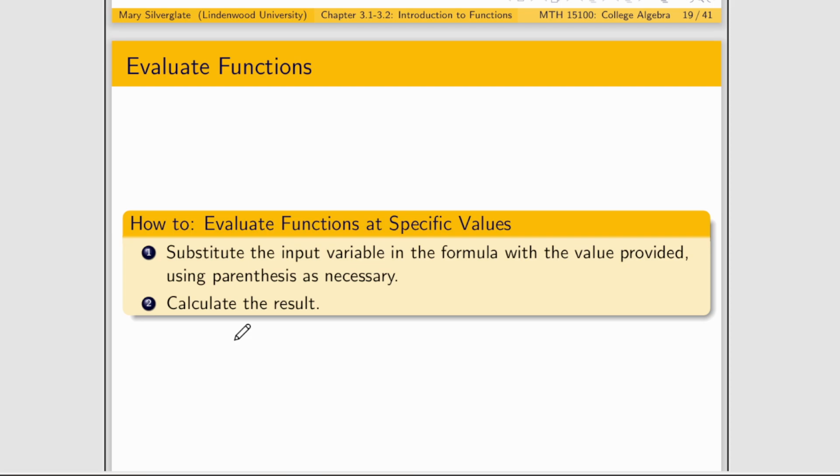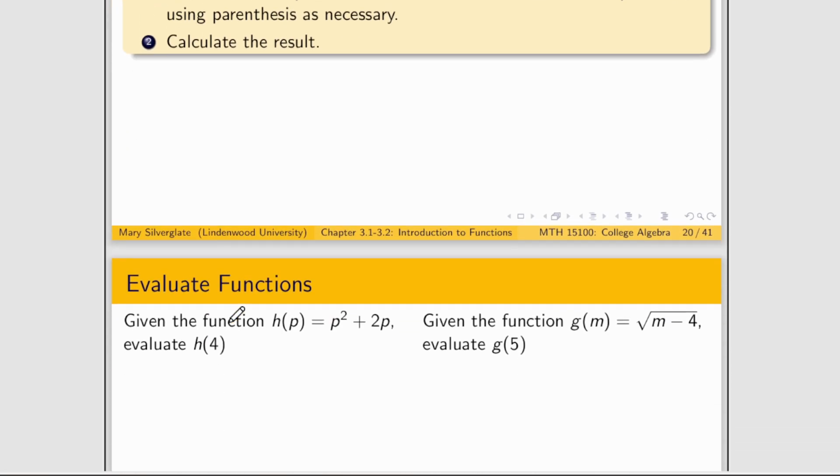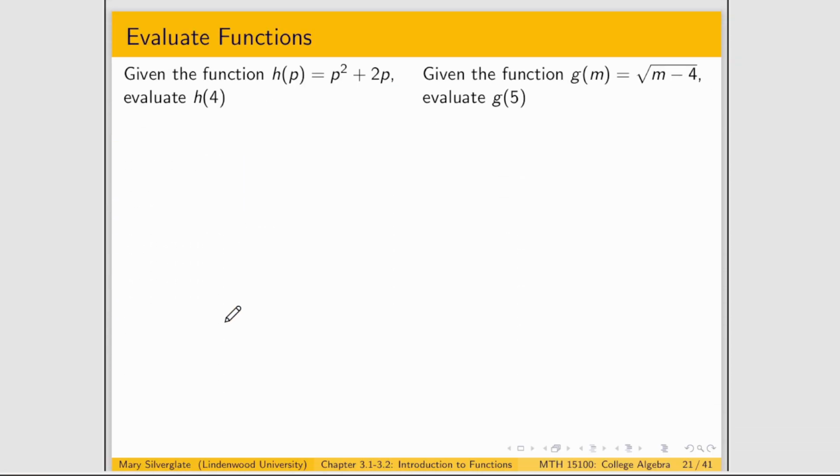How do we evaluate functions? So remember, we're talking about looking at that function notation where if we input something inside those parentheses, that's what we're being asked to plug into the function for the input. So we want to be familiar with that function notation so that we can quickly evaluate functions.